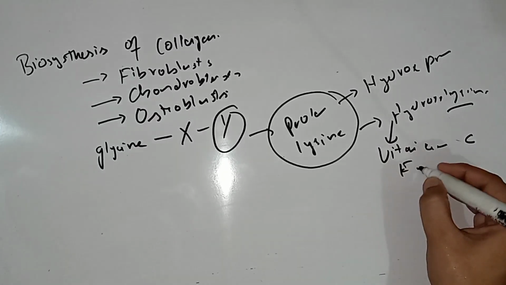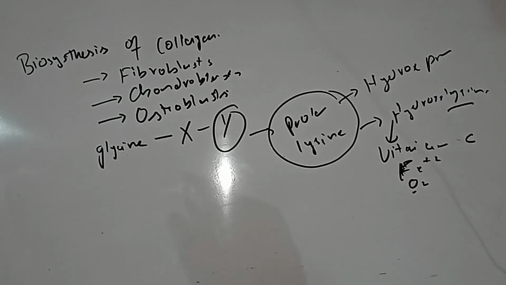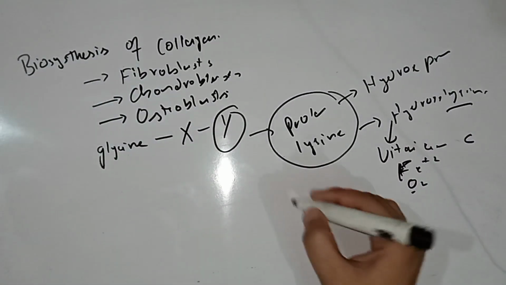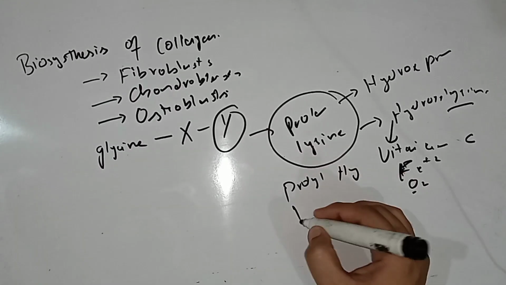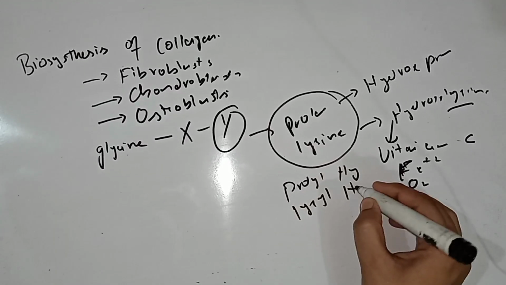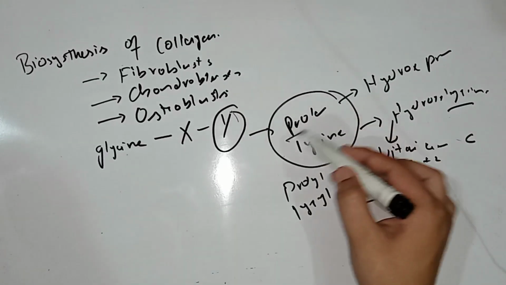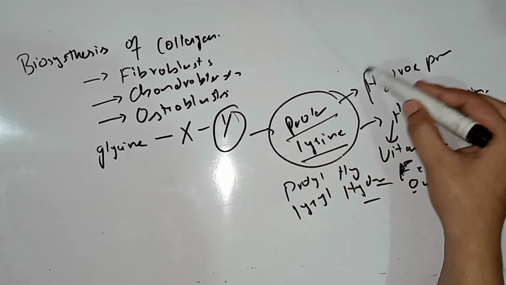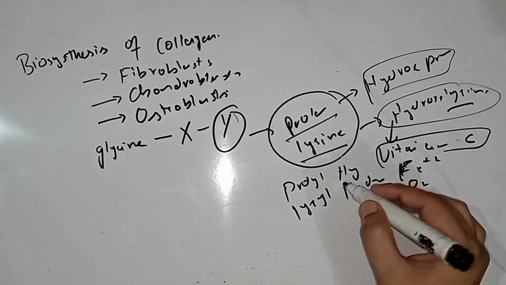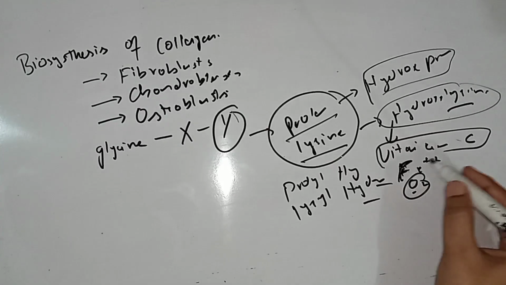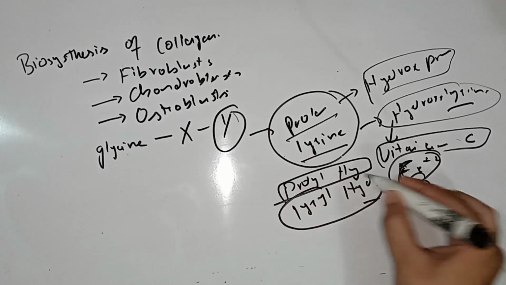iron, and oxygen, O2. How does this reaction occur? The enzymes catalyzing this reaction are prolyl hydroxylase and lysyl hydroxylase. So the pro alpha chain, which has at the Y position either proline or lysine, is hydroxylated to hydroxyproline and hydroxylysine. This reaction occurs in the presence of vitamin C, molecular oxygen, and ferrous iron, and is catalyzed by either prolyl hydroxylase or lysyl hydroxylase.